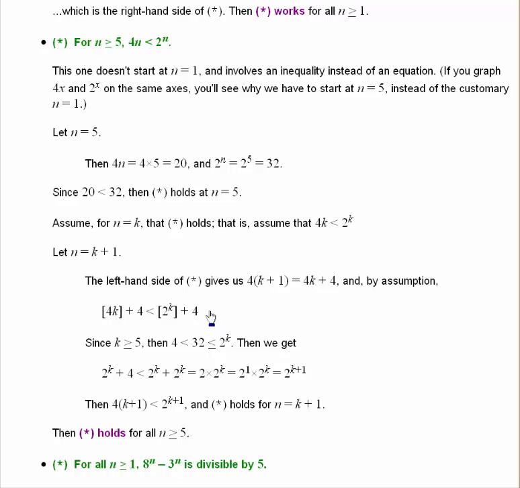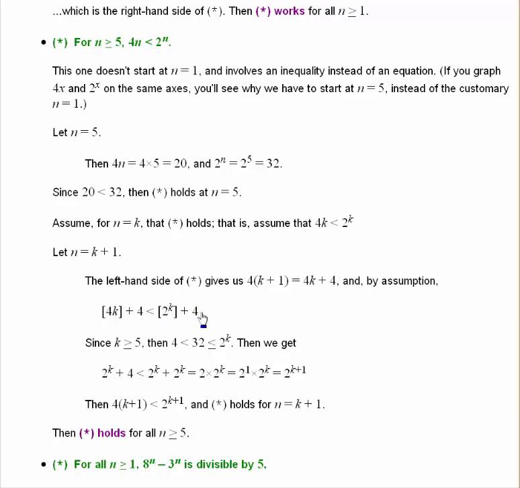Okay? All right. Now we also have that k is greater than or equal to 5. So that means that 32 is less than or equal to 2 to the k. Now you may ask, why is she doing this? Well, what do we want to prove? We want to show that this left-hand side, 4k times k plus 1, is less than 2 to the k plus 1. All right. Now on the right-hand side, we have 2 to the k plus 4.